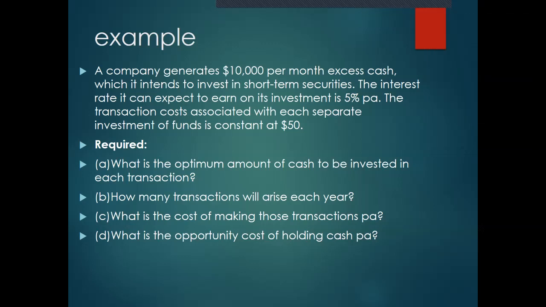Okay, I hope you're going through the question and answering as the examiner requires of you. So in this example, we apply the Miller-Orr model for cash, the amount for the company to invest in each transaction. So the company seems to yield excess cash, and every month they are able to yield. I'll have to exit the full screen. Hope you'll be able to see.